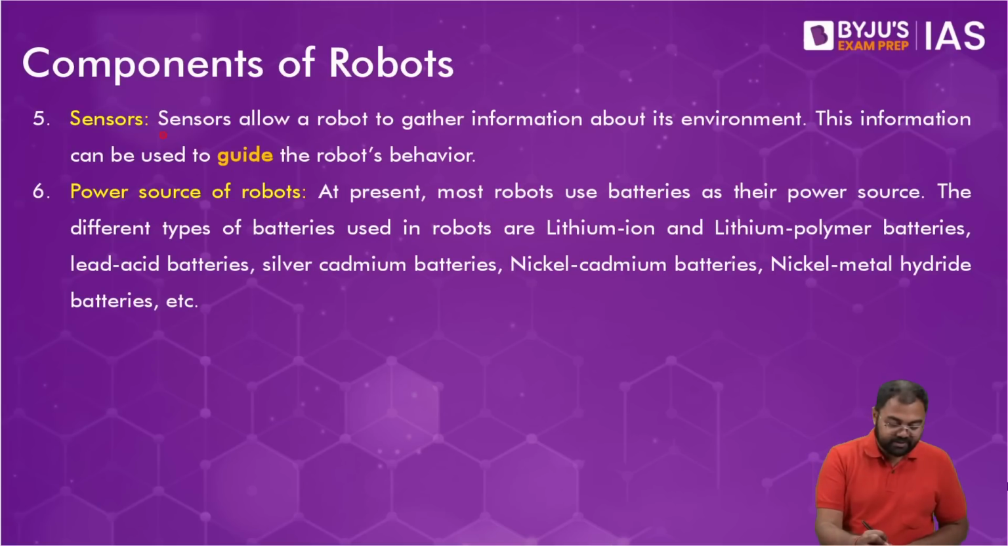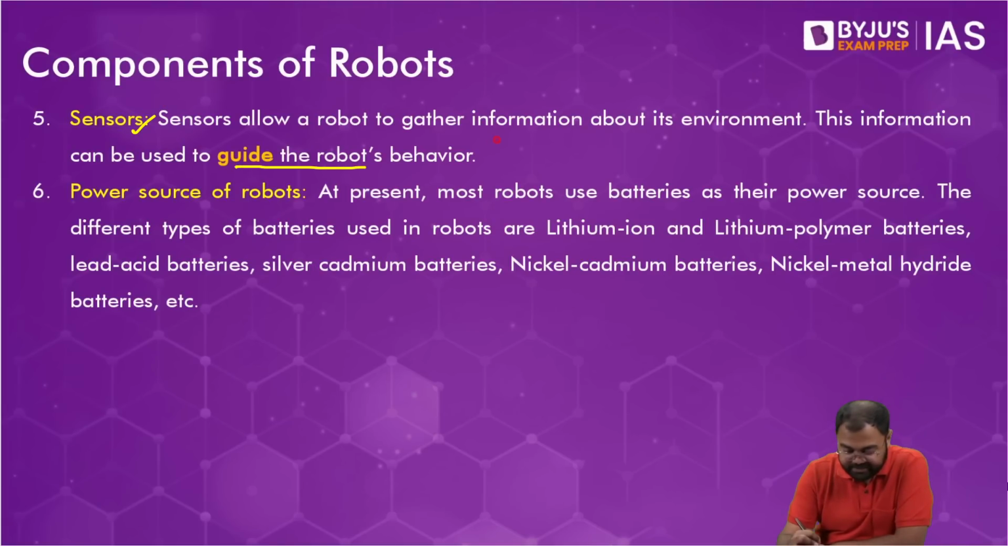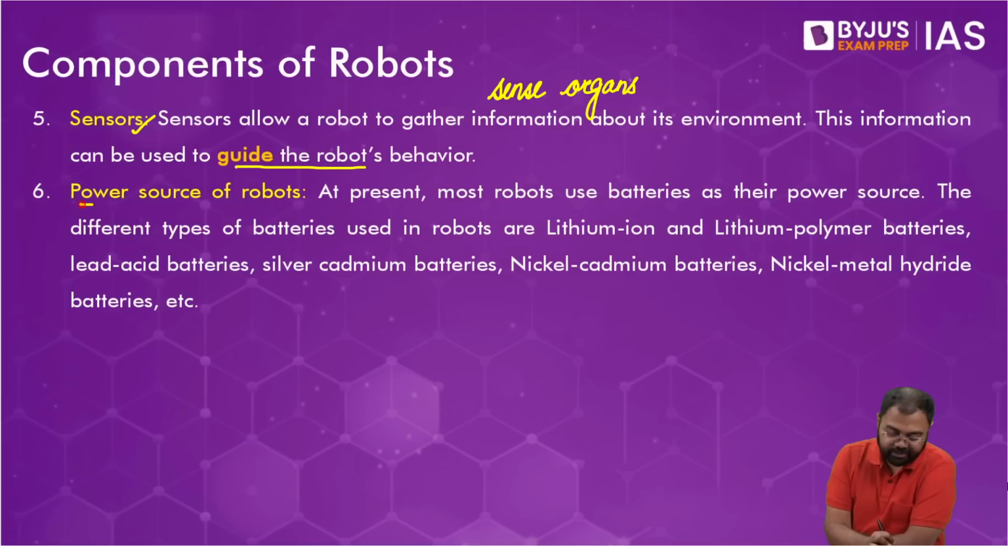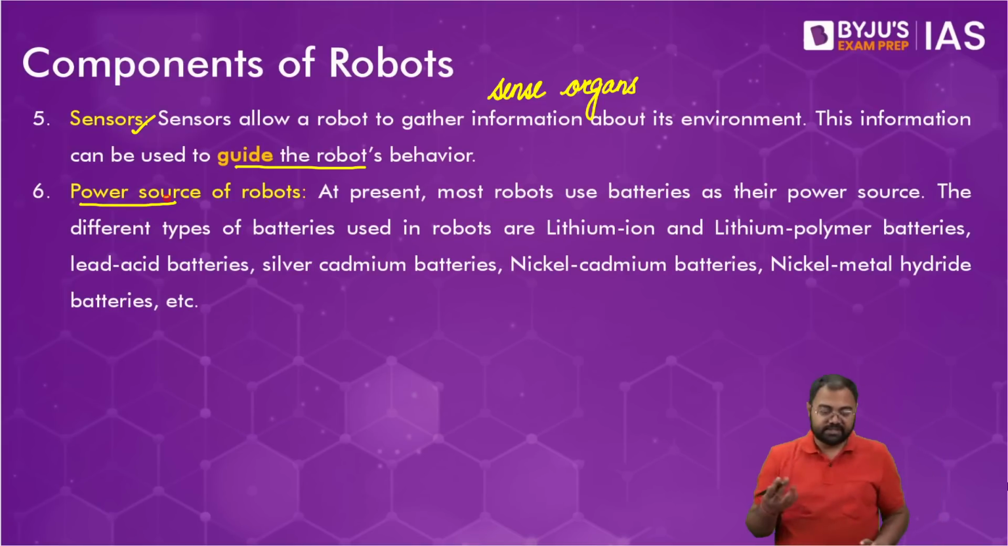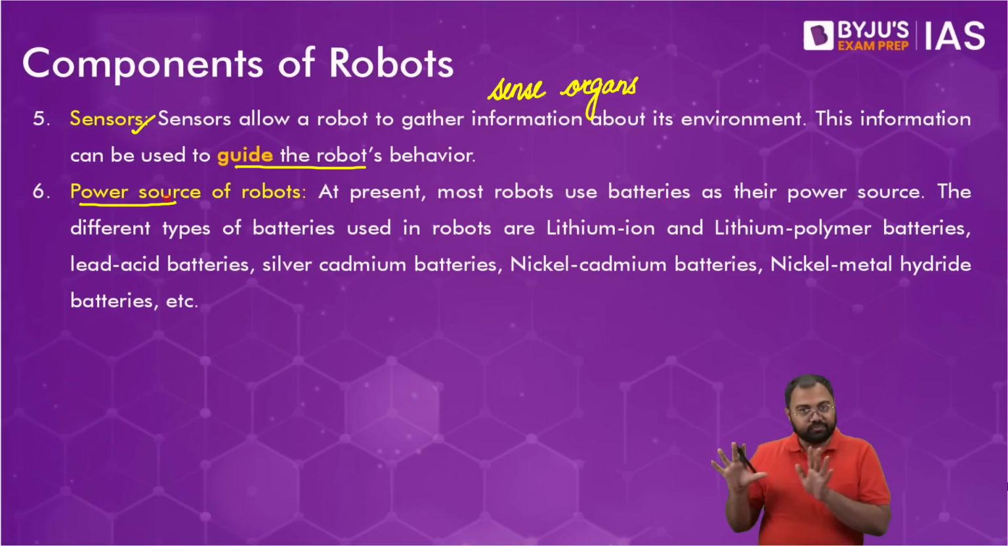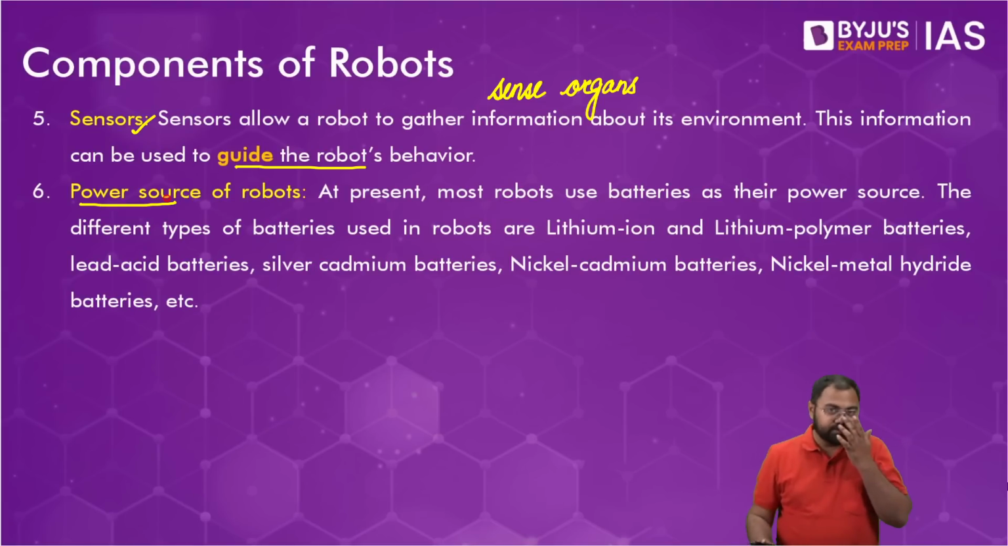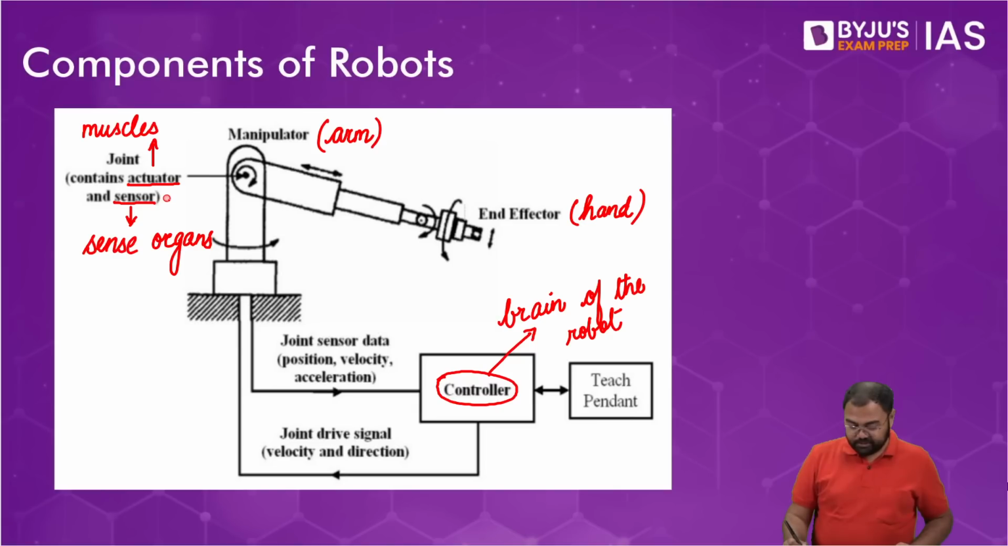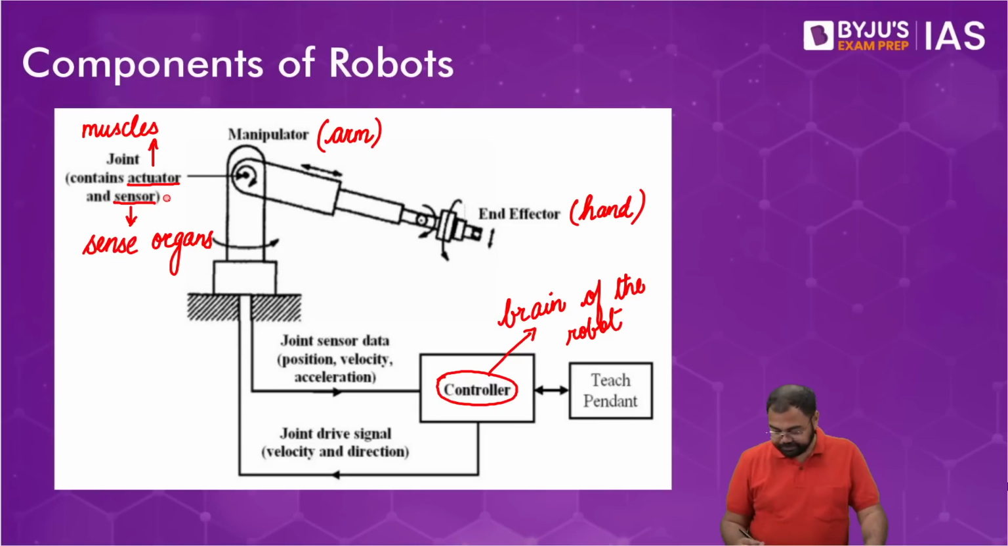And then, as we discussed, we have sensors, which are like the guides to the robot's behavior. And these are like, as I told you, our sense organs. They have a very similar role as the sense organs in our body. And then lastly, you'll need a power source, correct? It's like the nutrition, like the food that we eat. Similarly, you will need the power source, which will provide the required power for the movement, or rather the basic working of the robot. So these are all the critical components of any given robot.